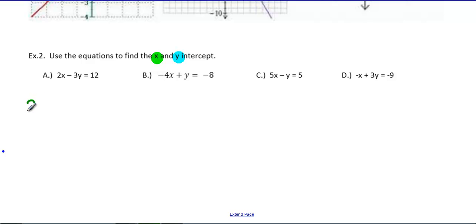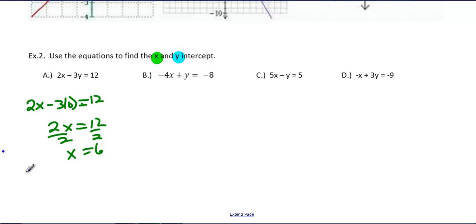Alright, so what's going to happen here is if I put 0 in, 0 times 3 is just going to be 0. I'm going to show this on the first one. And all we have to do is simplify. 0 times anything is 0, so that's 2x equals 12. Divide, and I have x equals 6. So my first ordered pair is 6, 0.